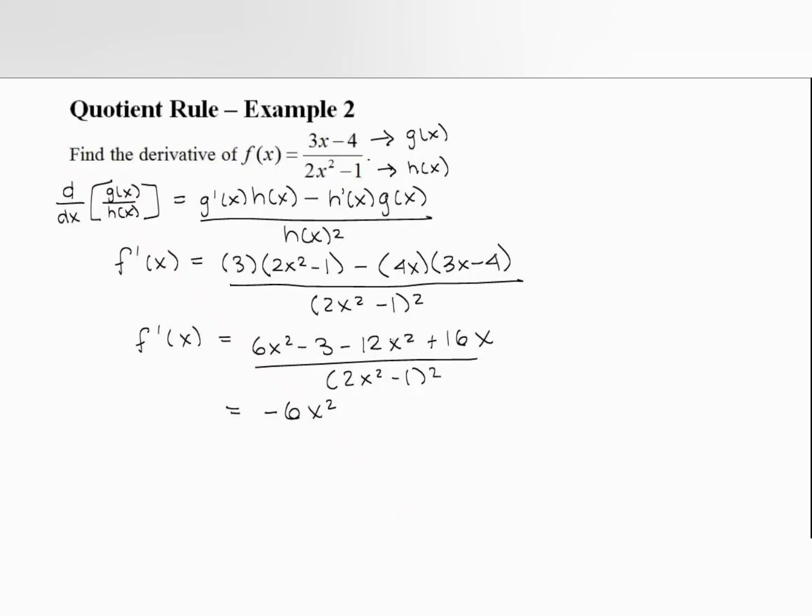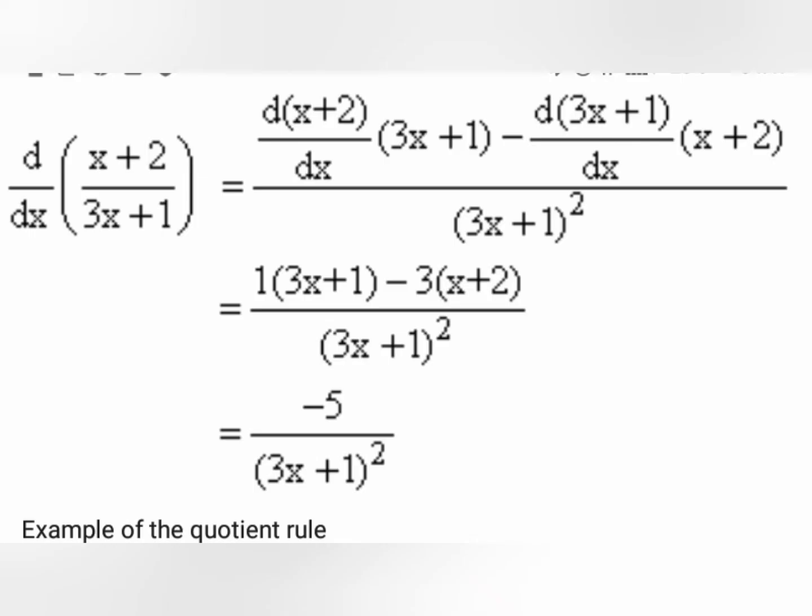In this example, the numerator is 3x minus 4 and the denominator is 2x squared minus 1. So you represent the numerator with g and the denominator with h. So you differentiate g and use it to multiply h. You differentiate h, use it to multiply g. Then you divide the whole thing by the square of h. Follow the steps in each of the following examples.